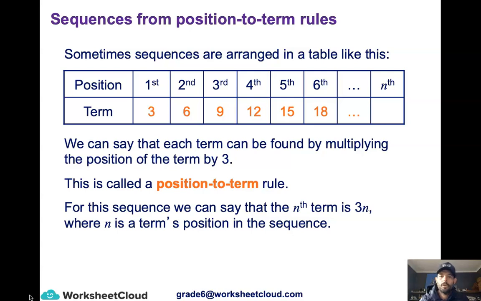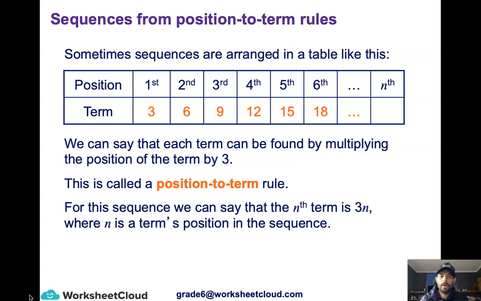Now, we say that the nth term is 3n. So what that means is any position is actually called n, all right? And for me to get from the position to the term, I need to multiply n by 3. So that's where we get 3n, because 3n means 3 multiplied by n.